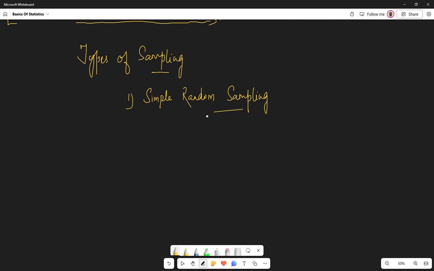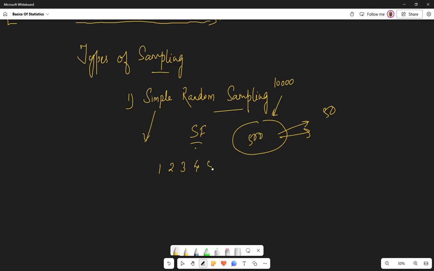Simple random sampling, right? So what do we do? We take a sampling frame, right? And from that frame, we randomly select. Suppose there is a population of 10,000, right? Out of 10,000, I take a sampling frame of maybe 500 people. From this 500, I randomly select 50. So what do I mean by simple random sampling is, suppose I have maybe 5 people. From these 5, I want to select a sample of 3.